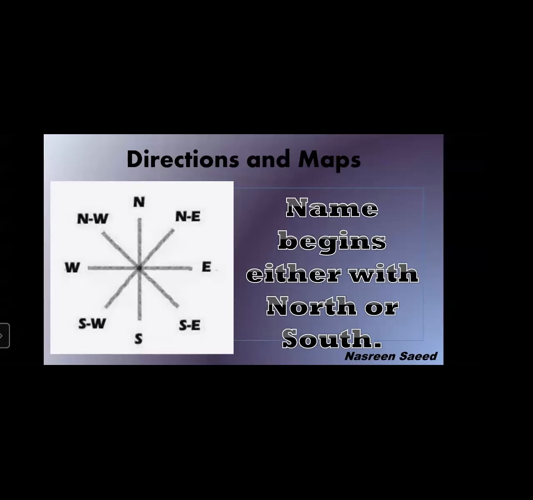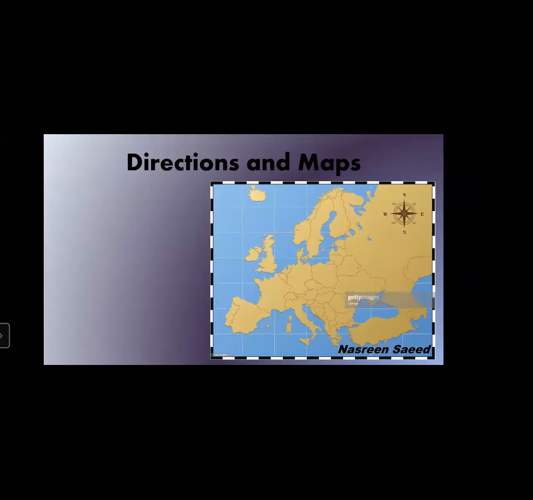Now, the name of every subdirection begins either with north or south. If you see here, it is NW. NW means northwest. Then NE means northeast. SW means southwest. SE means southeast. So it doesn't go the opposite way. We don't say east north or west north. The name always begins either with north or south. Okay. Let's move ahead.